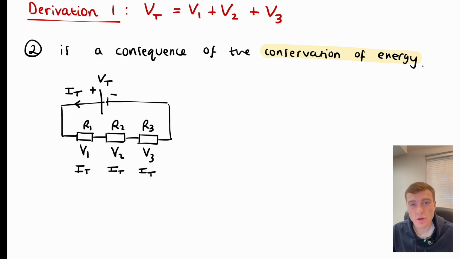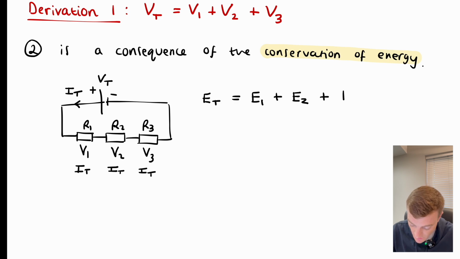Now, if you recall the conservation of energy, this means that the total energy before, we'll call that ET, must be equal to the total energy after. So it must be equal to the energy required to move through V1 plus the energy required to move through resistor 2 plus the energy required to move through resistor 3. Now we can divide both sides by a constant Q, and we can do this because Q is just a number.